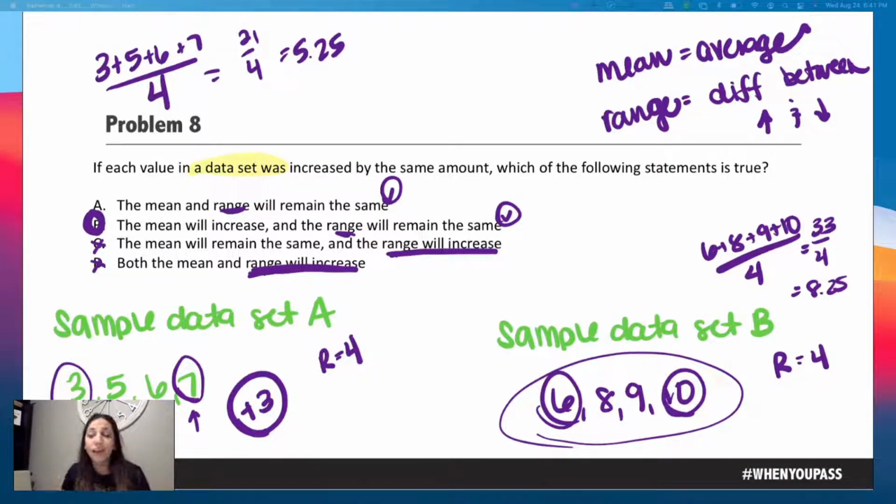Now, like I told you before, this is a problem that I don't do well conceptualizing without sample numbers. So the 3, the 5, the 6, and the 7, the 6, the 8, the 9, and the 10, those are numbers I just made up in my head to create sample data sets so that I could find the mean and the range. That allowed me to really manipulate this problem and prove that B is the correct answer.